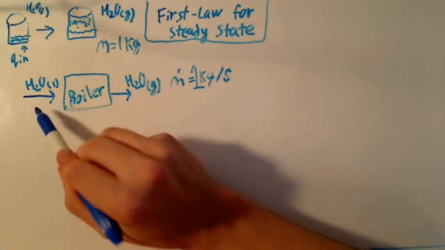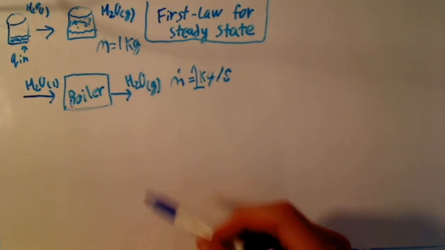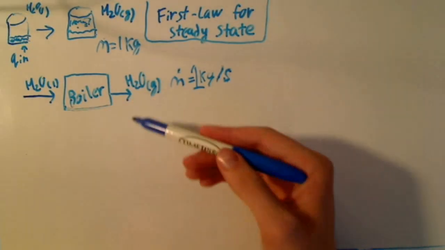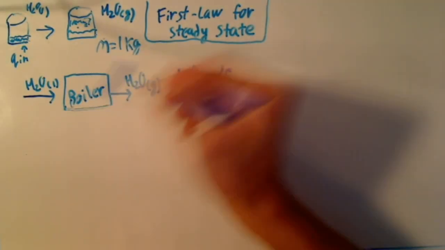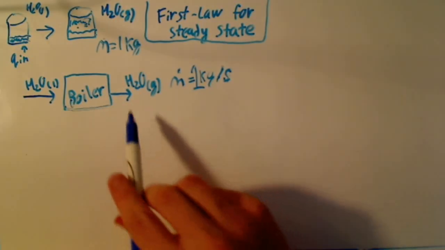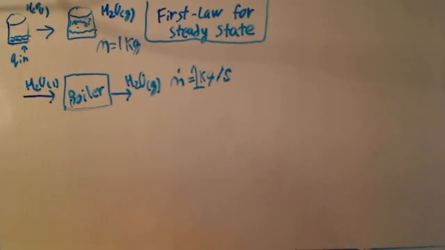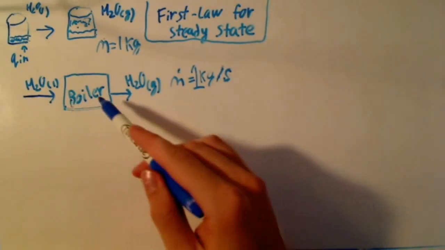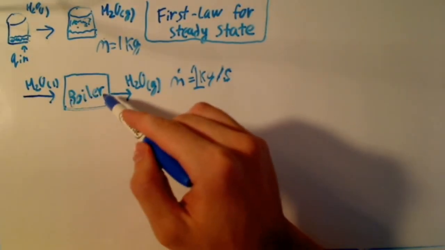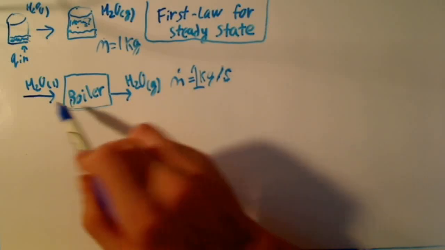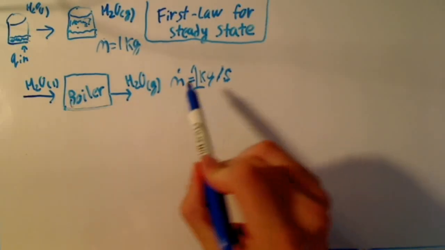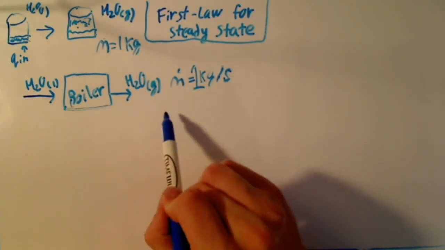Now, mass in has to equal mass out. That's just because if mass in was greater than mass out, there'd be so much water in this boiler that it would explode, and if mass out was greater than mass in, eventually we'll run out of water in this device, and then it'll come back down to mass in equals mass out. So there's only one mass flow rate.